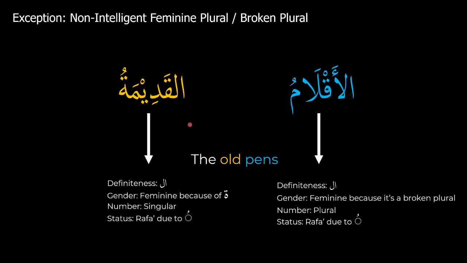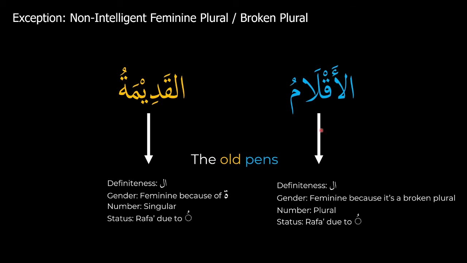So we know that they're both definite because of the al. We know that al-qadimatu is feminine because of the ta marbuta ending, and we know al-qalamu is feminine because it's a broken plural. We know both of them have the status of rafa because of the dhamma ending.